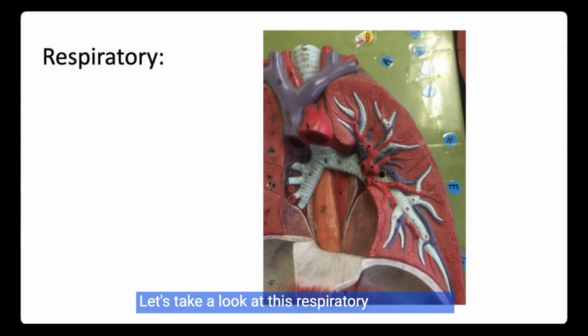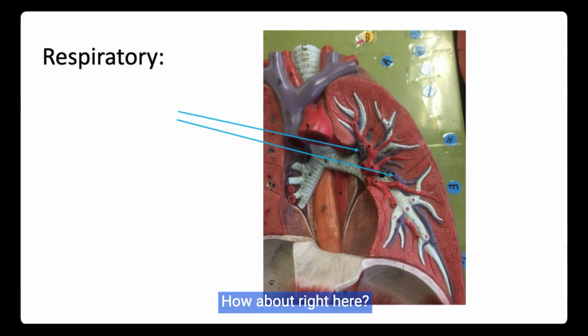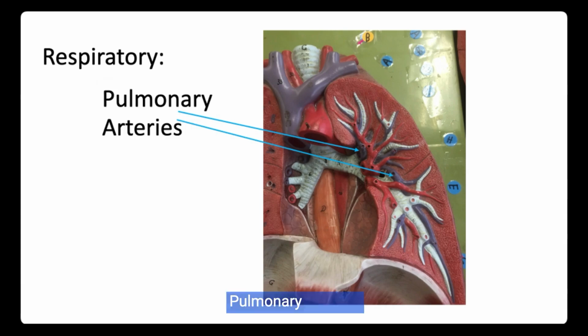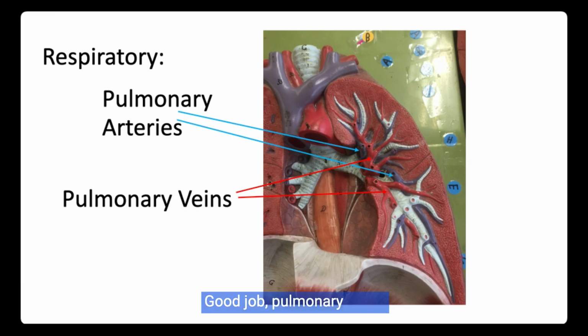Let's take a look at this respiratory model here. Let's see if we can label these parts. How about right here? That's right. Pulmonary arteries. What about here? Good job. Pulmonary veins.